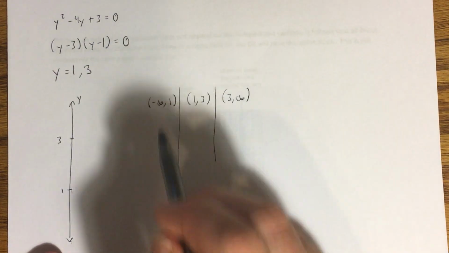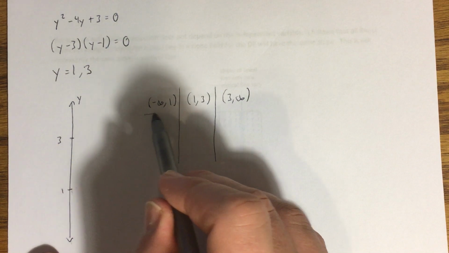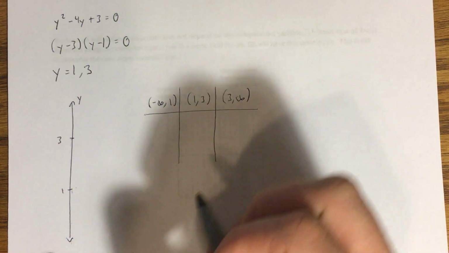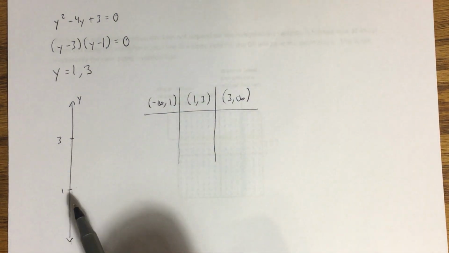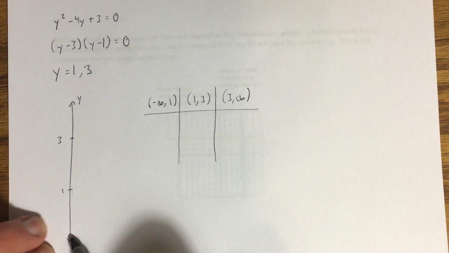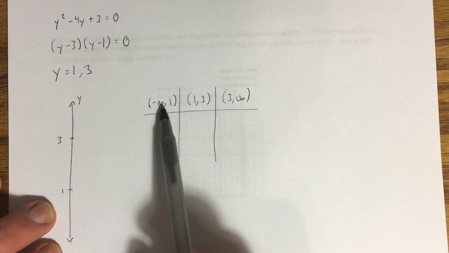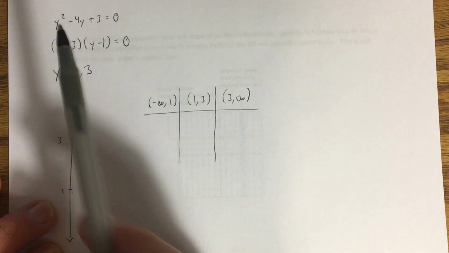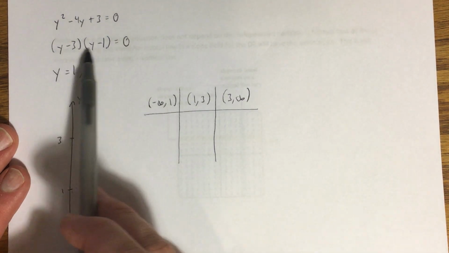Now your book, I think, makes this table a little bit more involved. I'm going to make mine pretty simple. What I'm going to do is pick a sample point in the interval here and plug it into my slope function. And I'll use the factored version of it. It's a little bit easier.